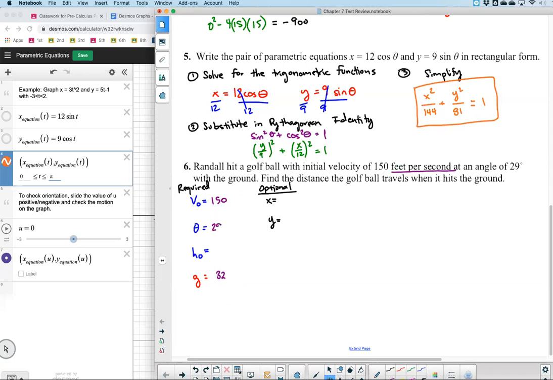All right, what about a theta? 29 degrees. Okay, now the initial height can sometimes be tricky, but the word ground is telling you a height. What's the height of the ground? 0. We want to know the distance the ball travels when it hits the ground. They did not give us an x and y. This would be the optional for the end result. But they didn't give us anything. So I'm going to leave that blank.